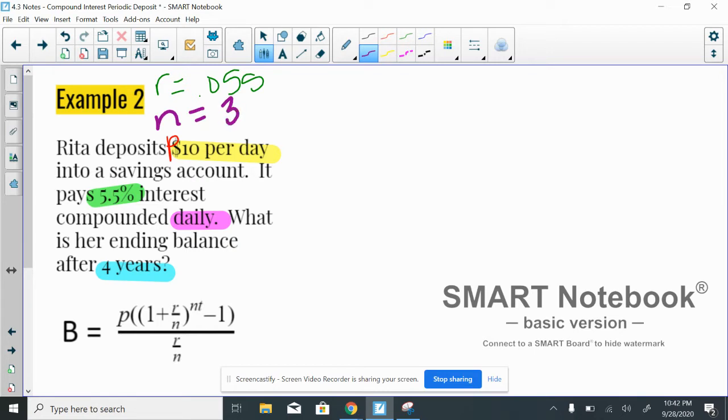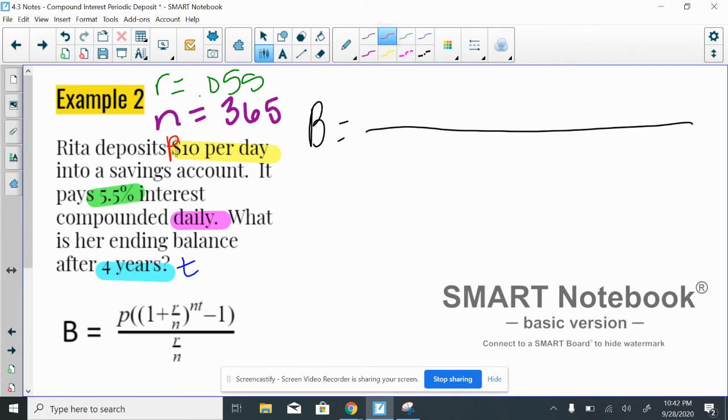The end value, how often it's compounded. If something's compounded daily, we're going with 365. And this time they've given me the time value of 4 years. So we're going to plug into this formula, the B equals. And we have a principal or a periodic deposit of $10 per day.